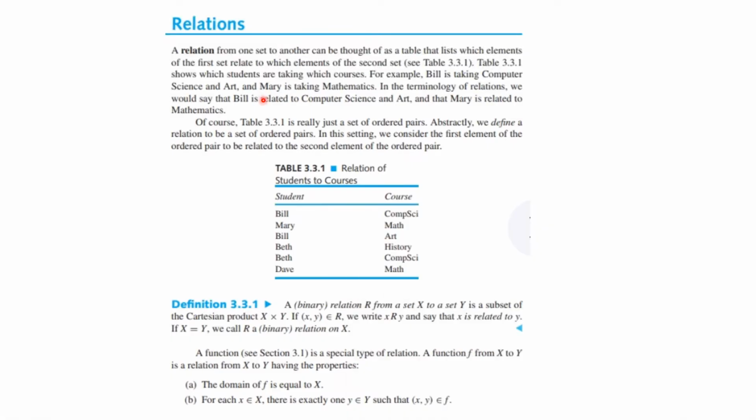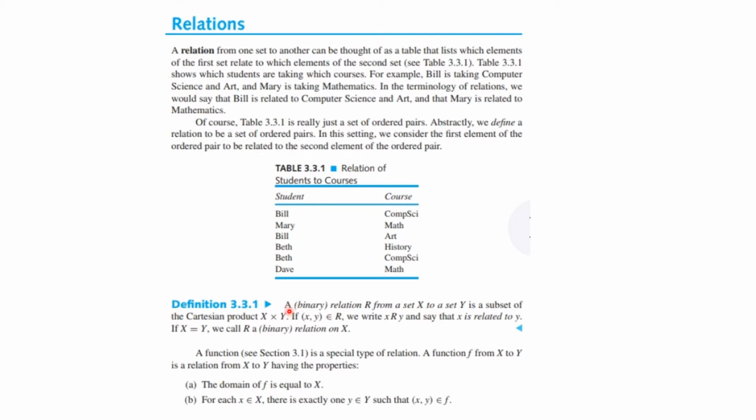We start with a whole bunch of definitions. A relation from one set to another can be thought of as a table that lists elements of the first set and how they relate to elements of a second set. So here we have students and courses. And you can see these are the students and these are the courses that they're enrolled in. So this motivates the following technical math definition.